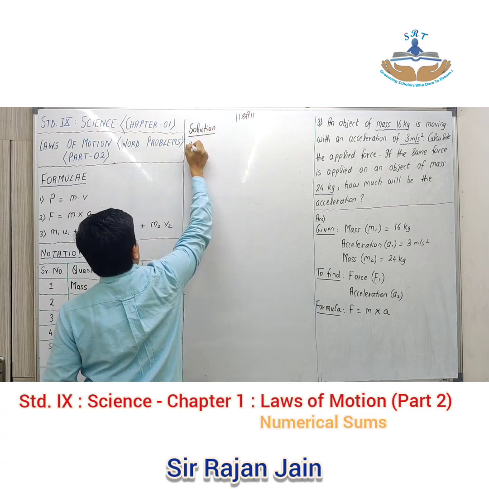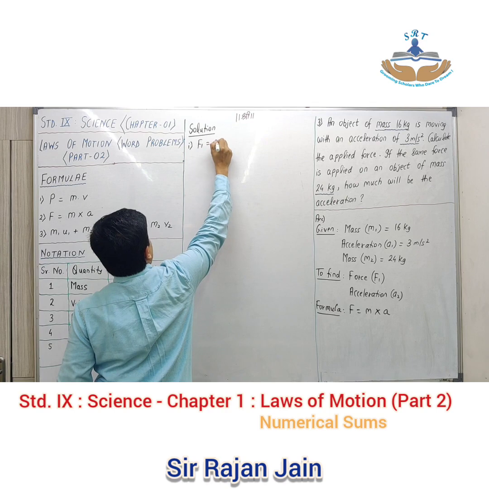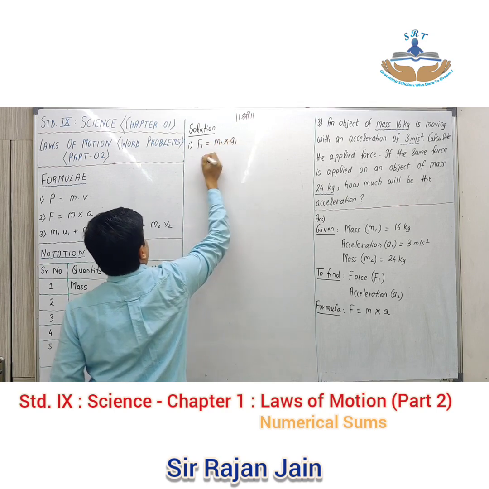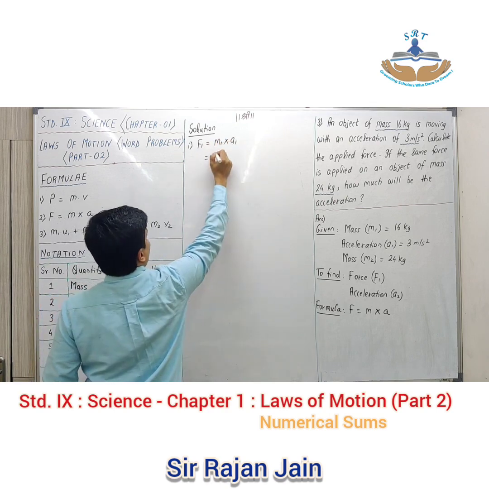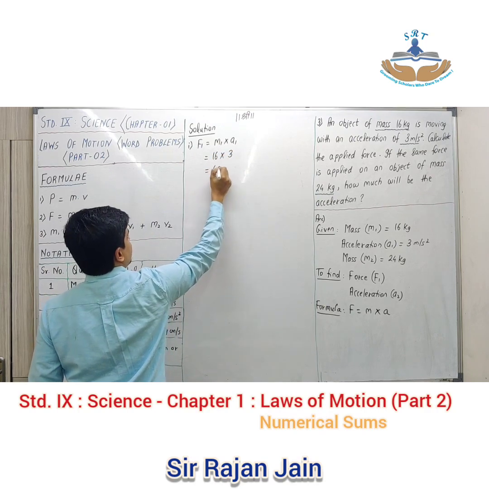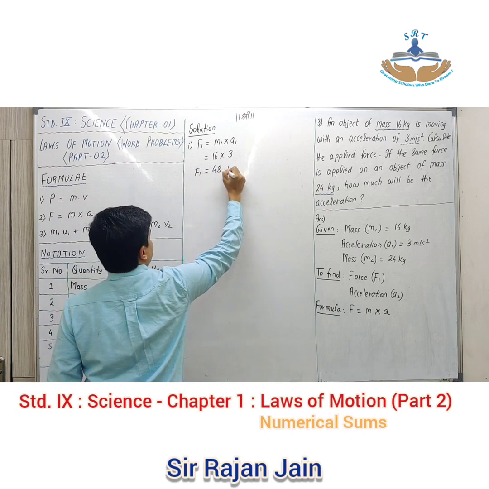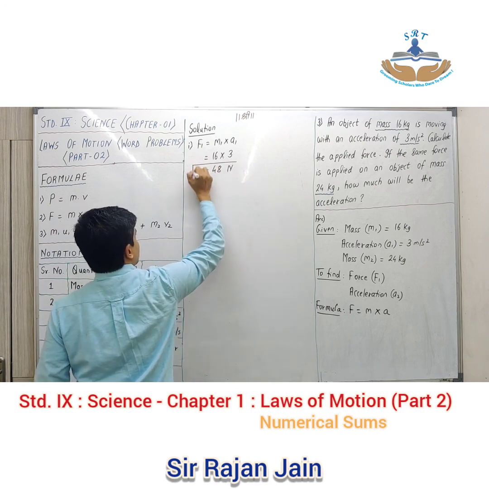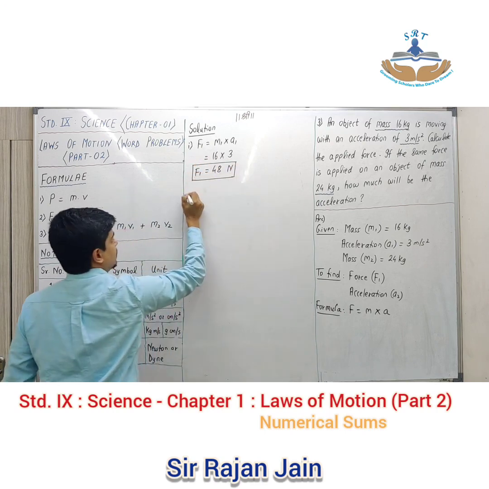For the first part, I will say F1 is equal to M1 into A1. M1 कितना है? M1 is 16, A1 is 3. So 16 into 3, 48. Its unit will be Newton. So you get force as 48 Newton.